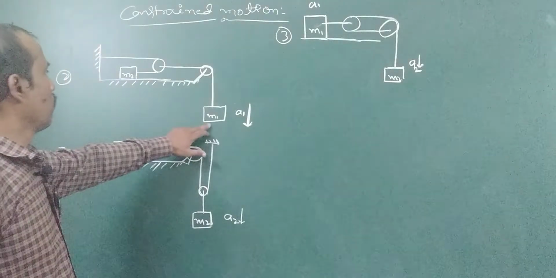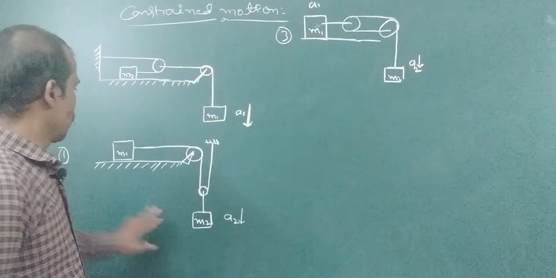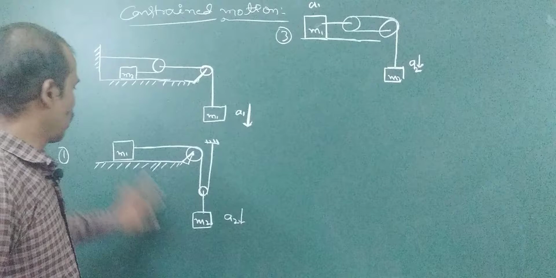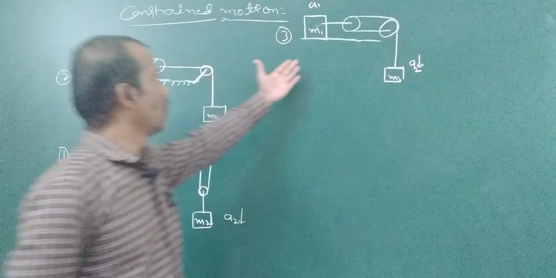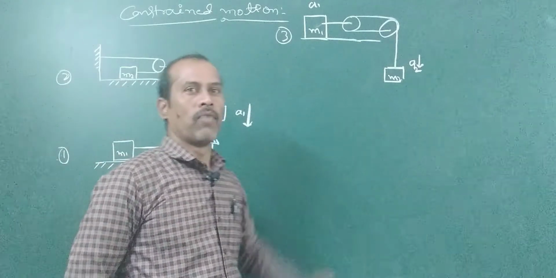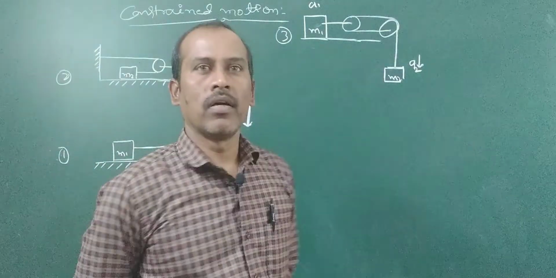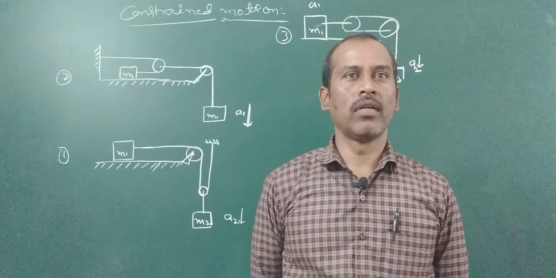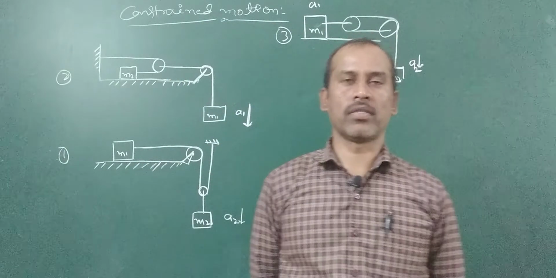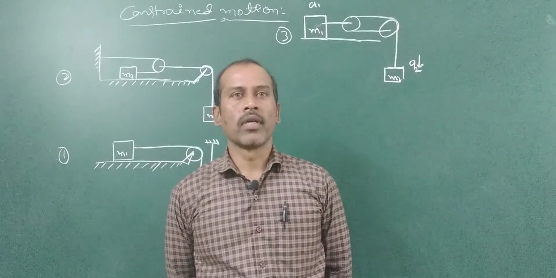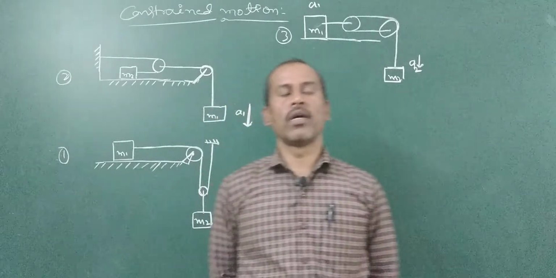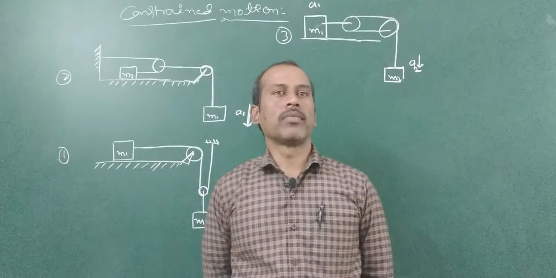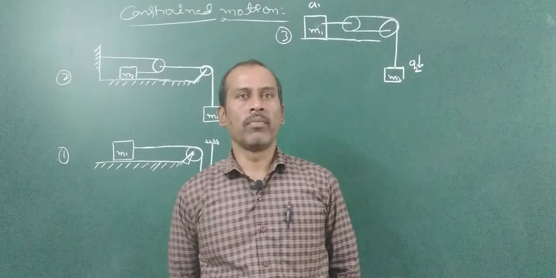In the first diagram, two bodies M1 and M2. In the second one, M1 and M2. In the third one, M1 and M2. Find out the individual acceleration of these two blocks. How do we calculate or solve this type of problem in constrained motion?